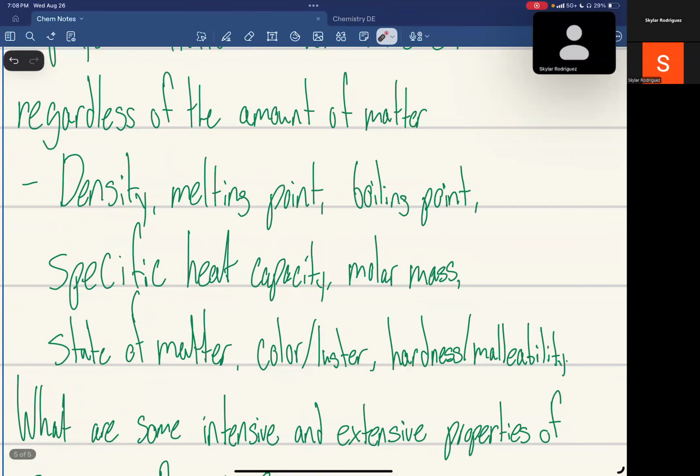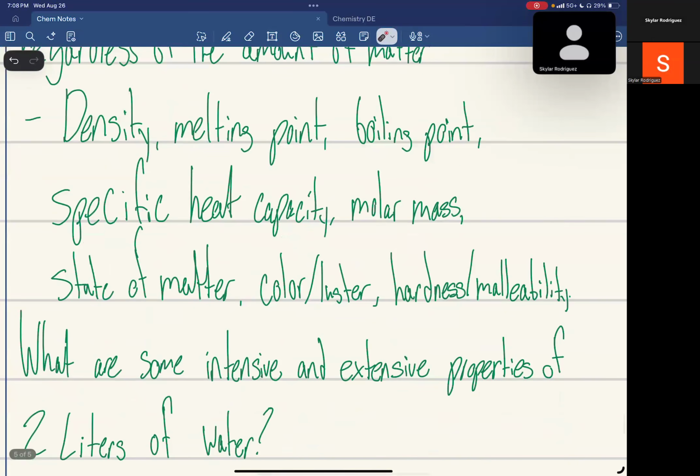Okay, let's try a question. What are some intensive and extensive properties of 2 liters of water? I'm going to give you a couple of seconds to do it on your own, and then I'll explain.